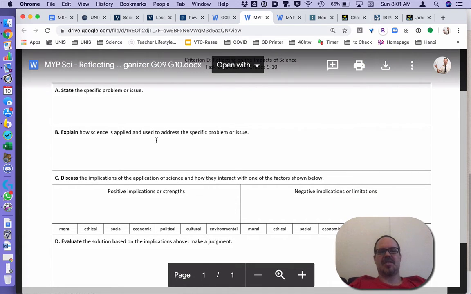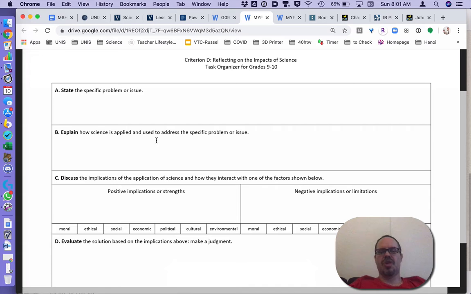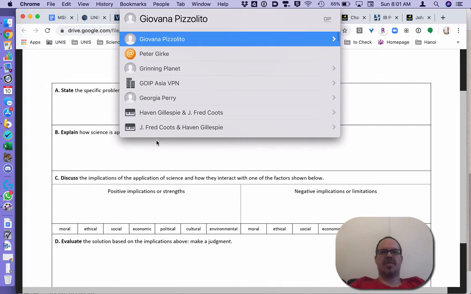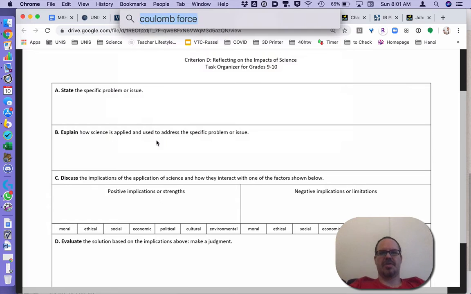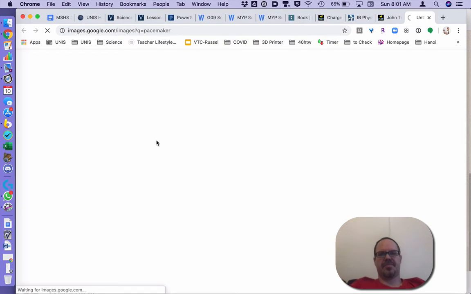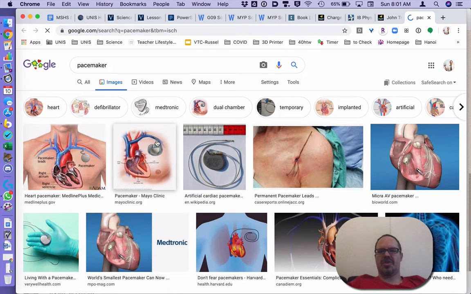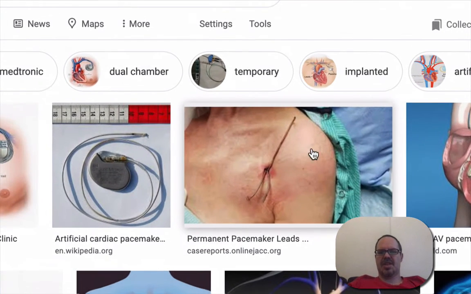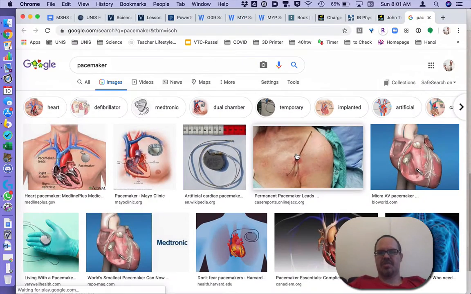Explain how science is applied to address the problem or issue. So one idea is pacemakers. So let me just have here Google image pacemaker. And this is for people with heart disease. So you can see here a pacemaker going into someone's chest. This is what it actually looks like.